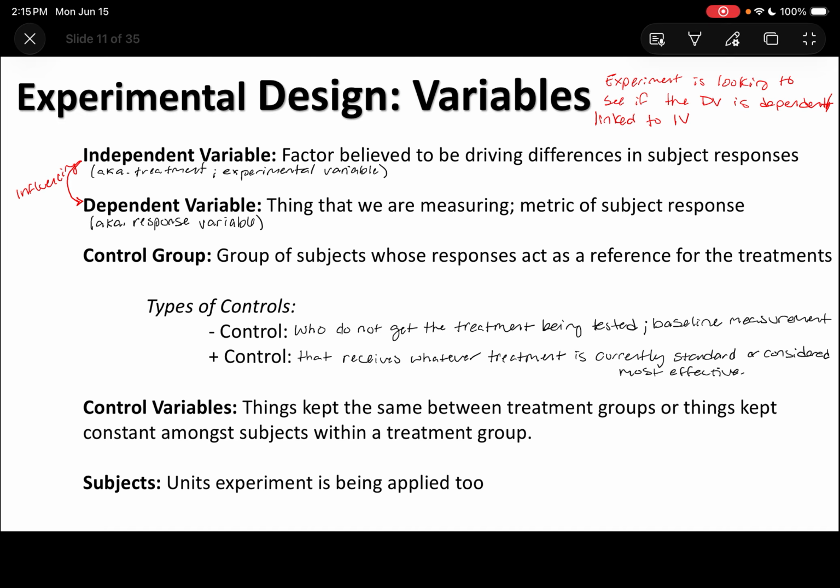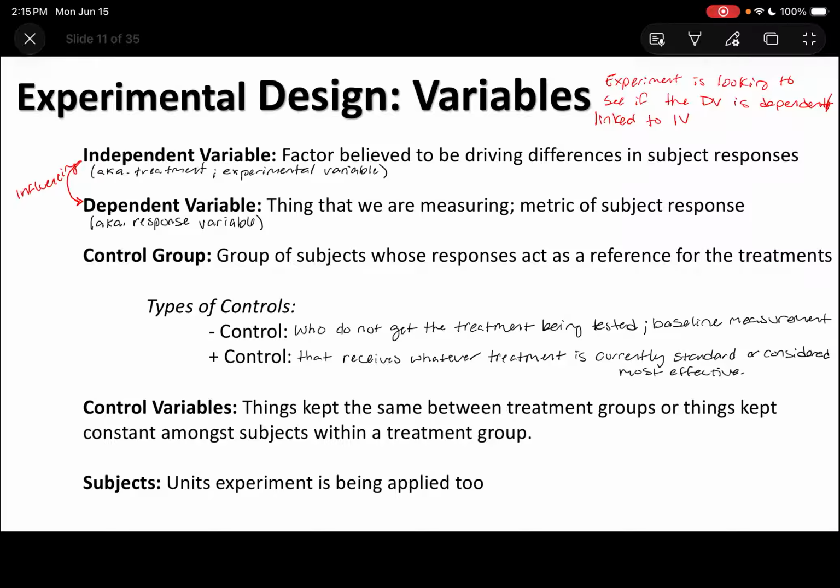Really what they're going to do is help us establish how effective the treatment that we're testing actually is. A control group is not to be confused with controlled variables. Controlled variables aren't groups like a control group is. Rather, they're factors that we're keeping the same amongst our subjects. Okay, so we can be keeping these the same between treatment groups and even within subjects of the same treatment group. The reason that we want to keep these the same is we don't want them to influence what we are measuring, our dependent variable.